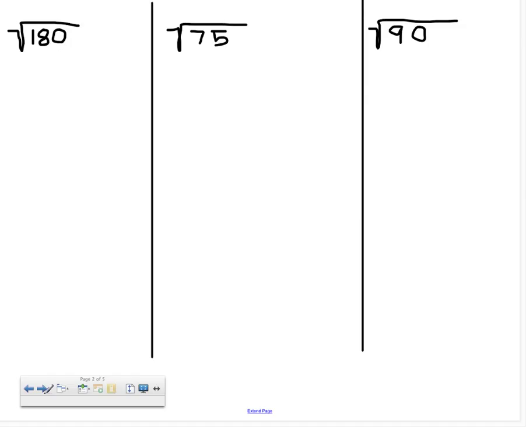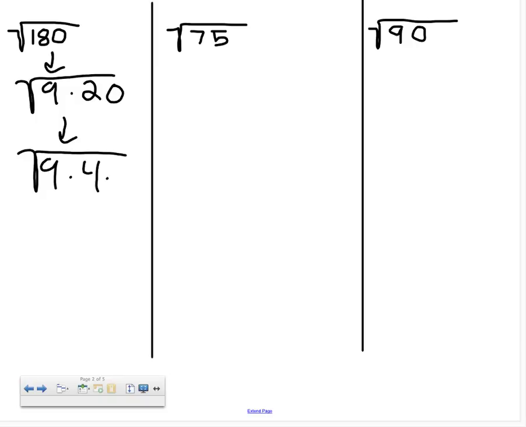So for the next ones here, square root of 180. Again, I'm thinking what perfect squares go into 180? Well, I know that 9 does, so I can split this into the square root of 9 and 20. And then 20 has a 4 in it. I can take a 4 out of 20, so I can split this even further. I can go square root of 9 times 4 times 5, because this is 20, and altogether it's 180, so it's the same value there.